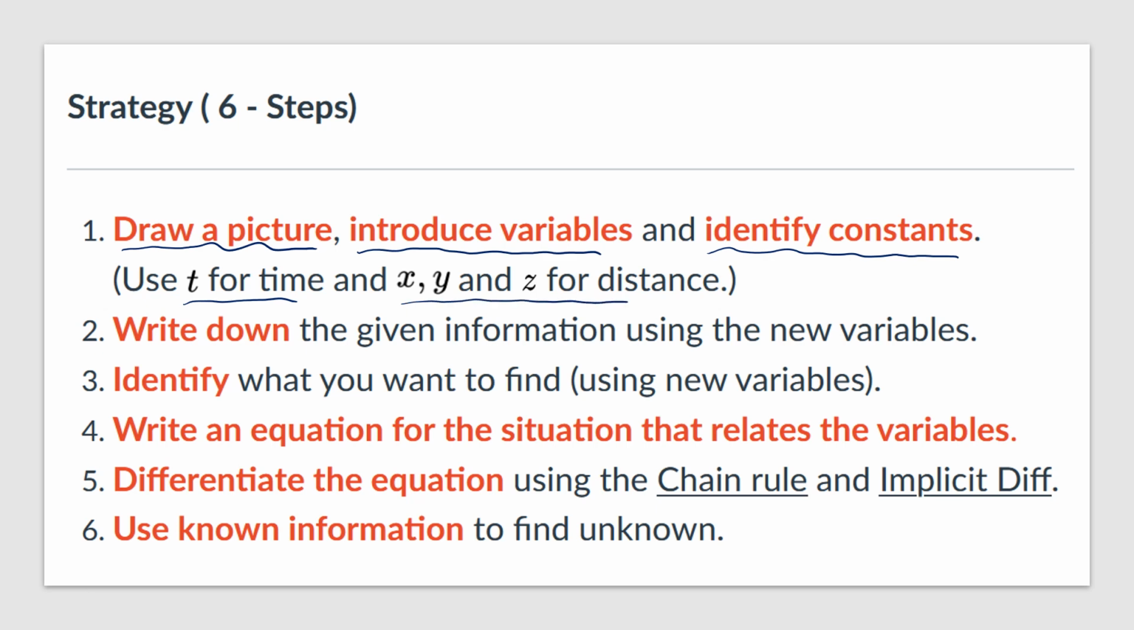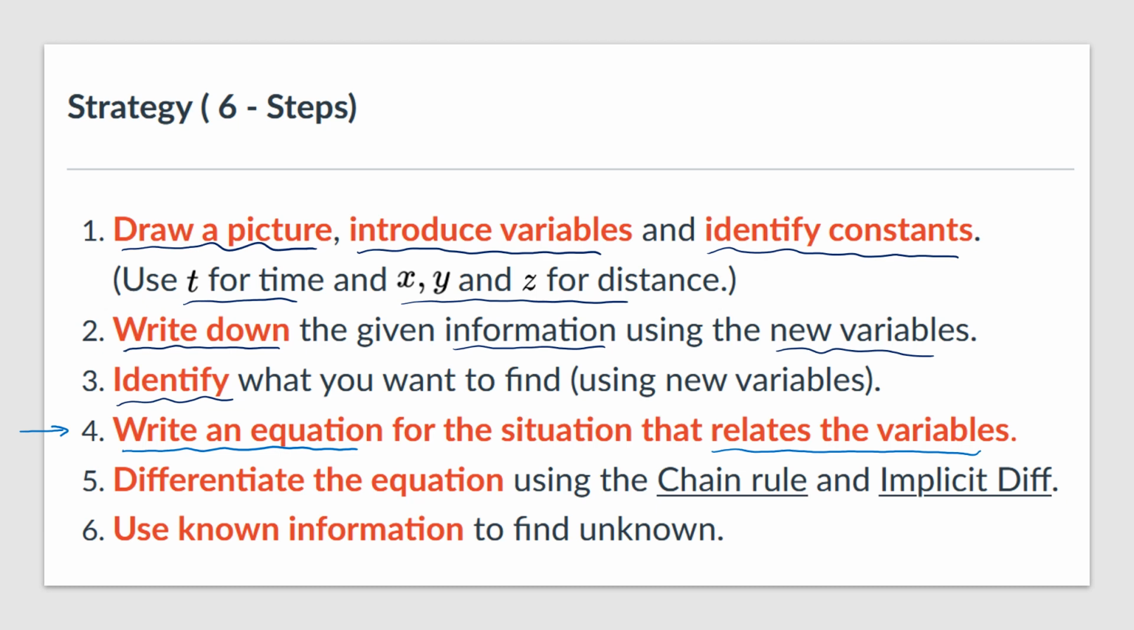And then the next step is we write down all the given information using the new variables. And then you can identify what you're going to find, because if you don't know what you're finding, there's no way you can do this problem. That's the next step. And then the most important step, after you know what you're going to find, is you write an equation that relates the variables. It will be very clear when we do the problems.